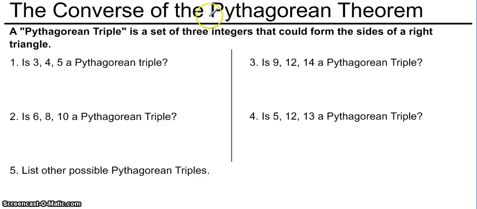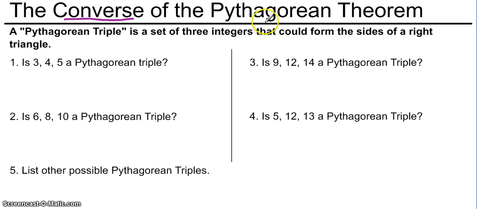In this video we're going to be talking about the converse of the Pythagorean theorem. But before we get started, it's important to know what the word converse means. Now remember from the beginning of the year that converse is when you switch the hypothesis and the conclusion, or the beginning and the end, of a conditional statement. In a sense, you're taking a regular statement and just reading it backwards.